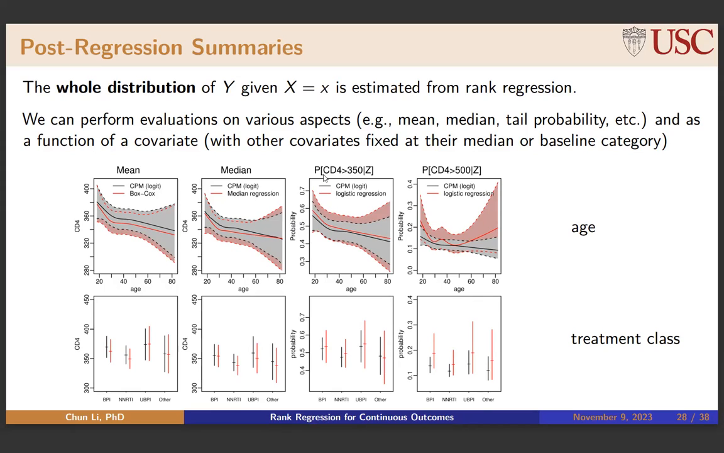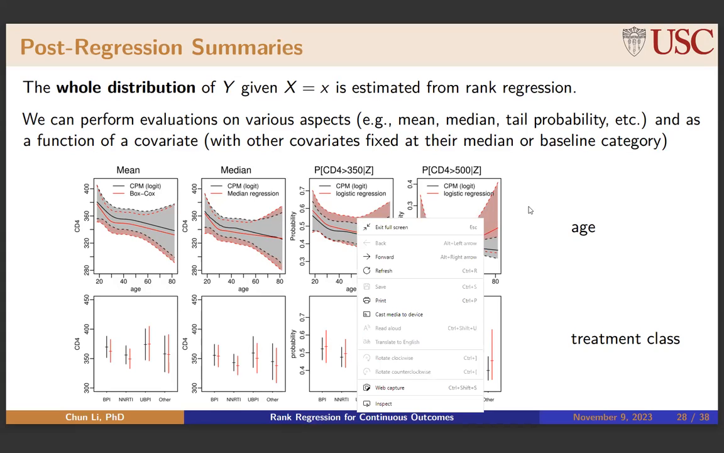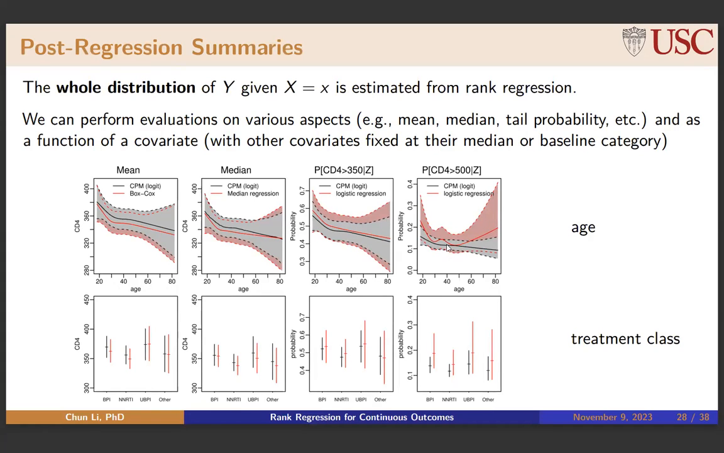You can also focus on a specific tail probability and how it changes with age. For that, we compare with logistic regression. You just cut off the data at that cutoff and do logistic regression. For logistic regression, you can see it is really less efficient. Its confidence band is quite a bit wider because it loses information by dichotomization. And there's also a blip. I don't know why that is.